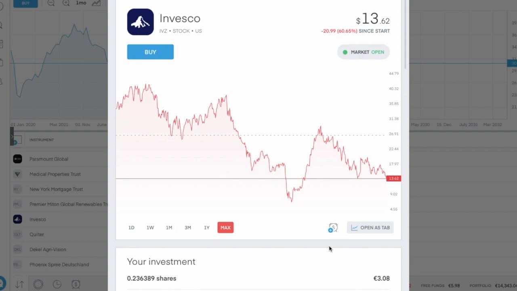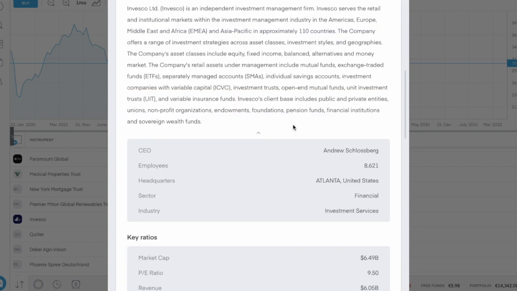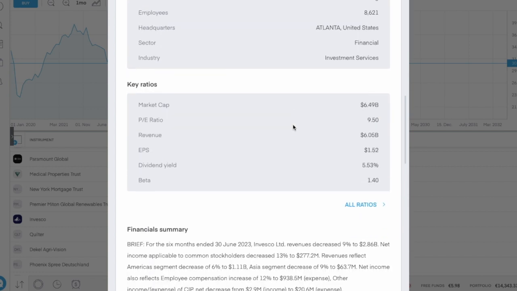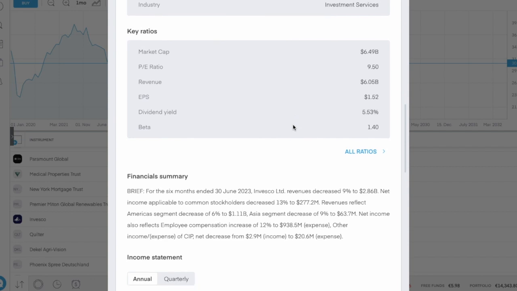Its current dividend payout ratio, from what I could see, was 66%, which isn't too bad. And what Invesco does is manage investments for retail and institutional markets. Invesco is an independent investment management firm. It operates in about 110 countries, and I'll leave this up here if you want to have a read through it yourself. Pretty big company, 8,600 employees. Its current value, decided by the stock market, which is its market cap, is about $6.5 billion.